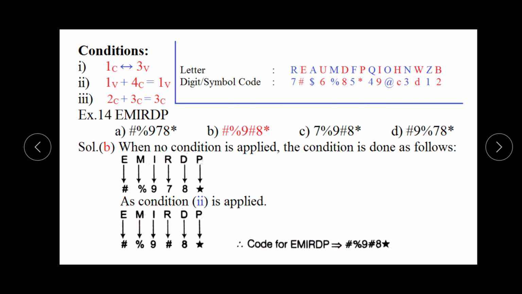So first the simple coding for the word, before applying any condition, and after applying the condition we will replace the symbol at the fourth position. It means 7 will be replaced by hash. So the code for R will be hash, and the code for the first position, that is E, is also hash. It means by applying the second condition, we use the same code for the fourth position also. So #%9#8*. The second option is the correct option.